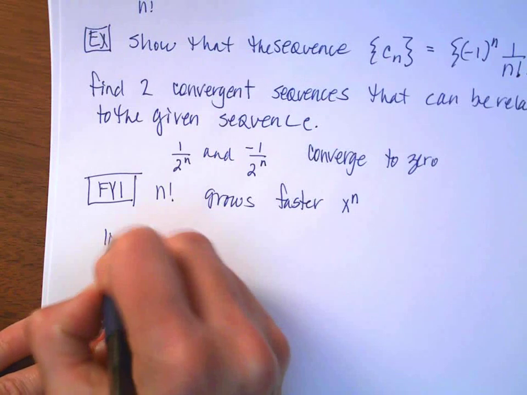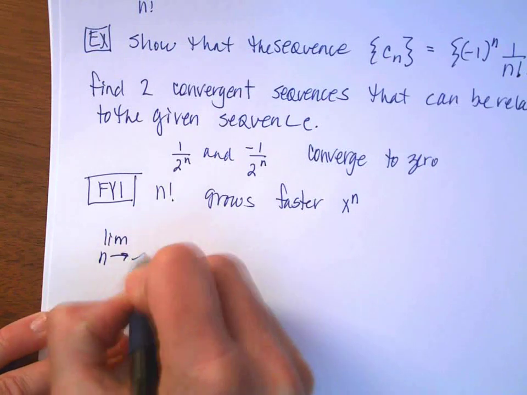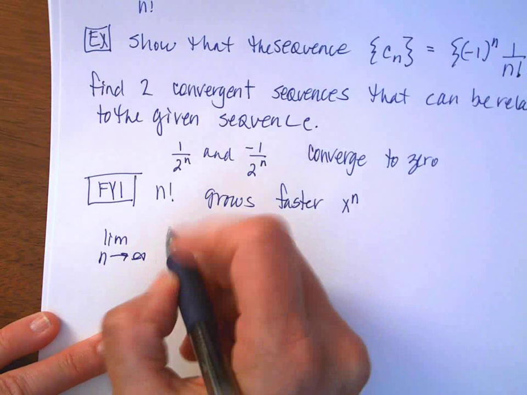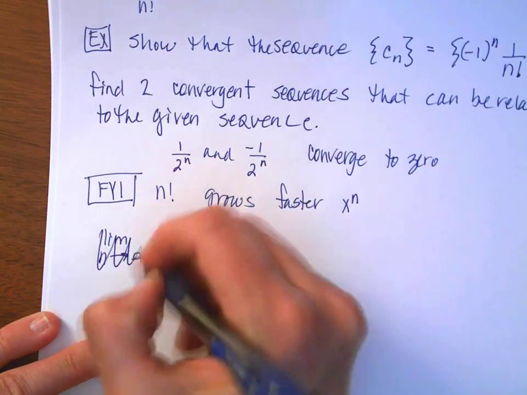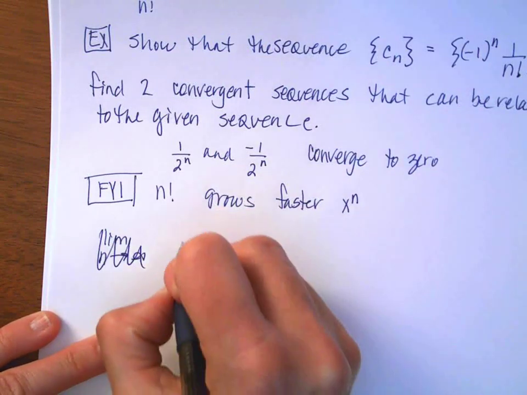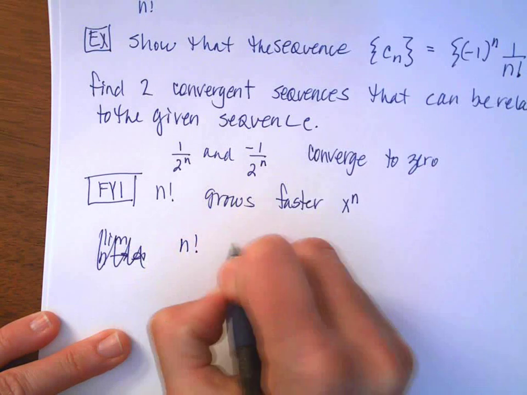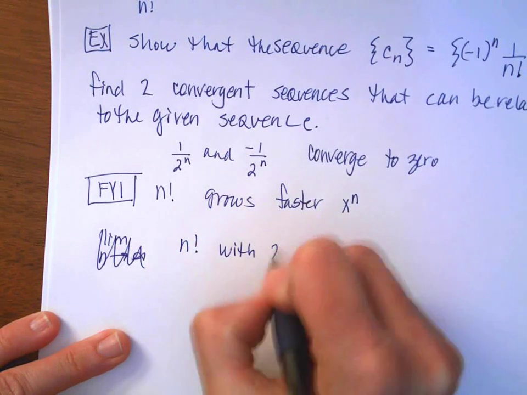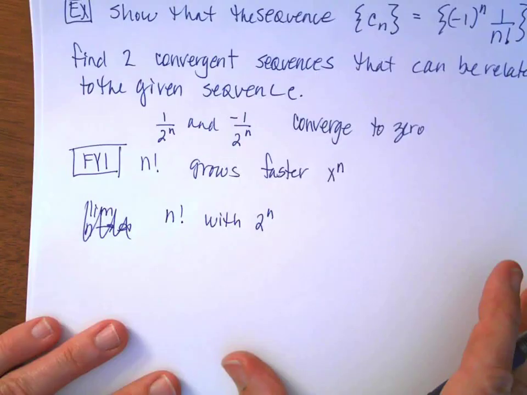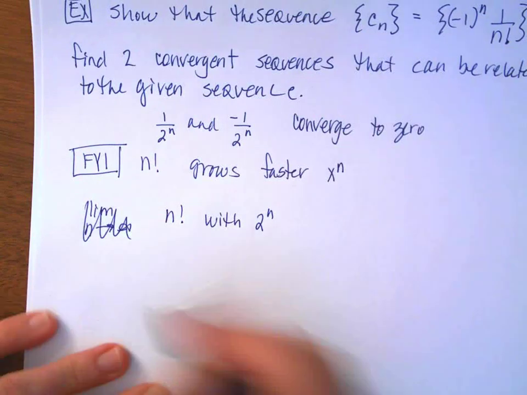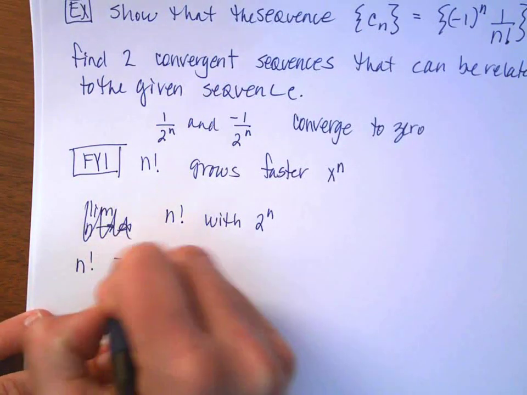So what we're going to do is take the limit as n approaches infinity of, sorry, I'm reading my notes in a bad way. So I want to compare n factorial with 2 to the n. And you'll understand why we're going to do this in just a moment.